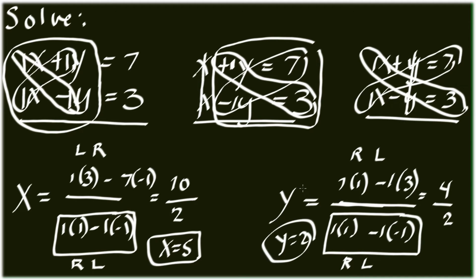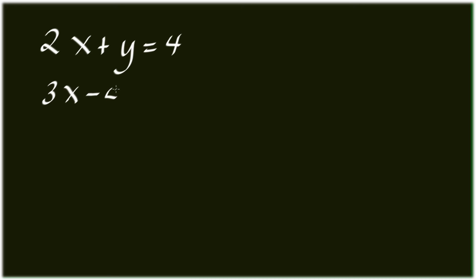It might take a little bit of practice to get mastery of this shortcut, but once you get the hang of it, it's really, really easy. Let's look at another example. Let's say you're solving 2x plus y is equal to 4, 3x minus 4y is equal to negative 5.